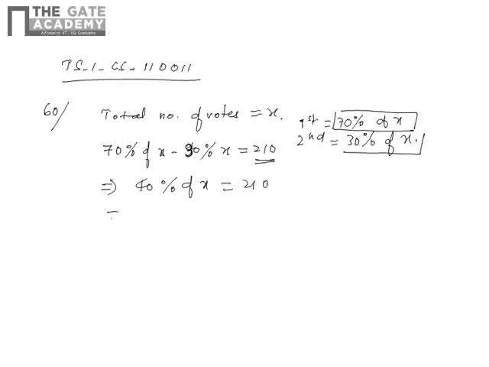It is 210. So X will be 210 into 100 by 40, so it will be 525. So this is the proper method, and the trick is very simple.